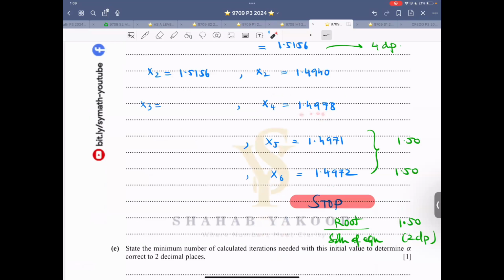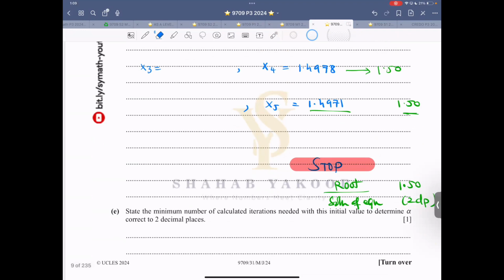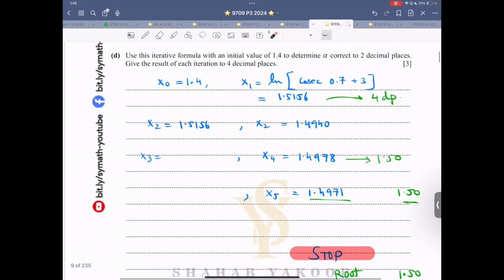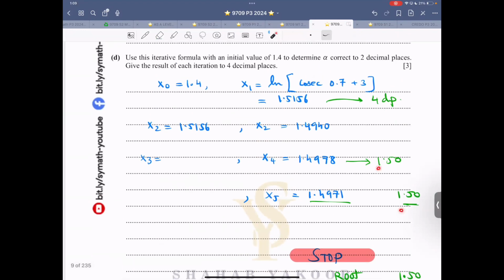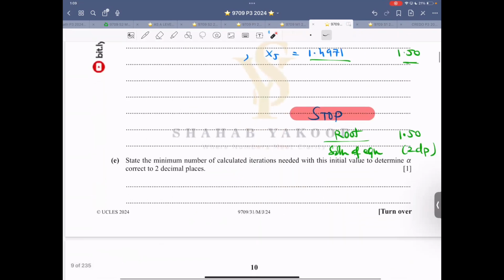1.497 is becoming 1.50. So this is becoming 1.50. This is also becoming 1.50. So let me just remove this thing over here. So I think the working is good up till here. As long as you are getting two answers which are consecutive, and rounding off to the level of accuracy that they have asked, if it's the same, you stop your working over there.